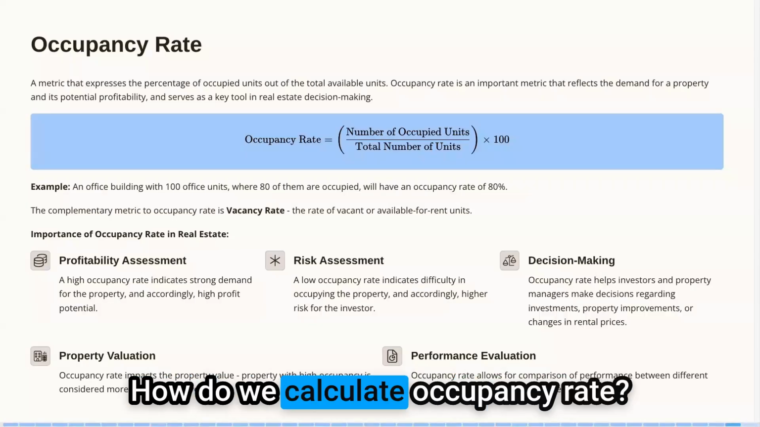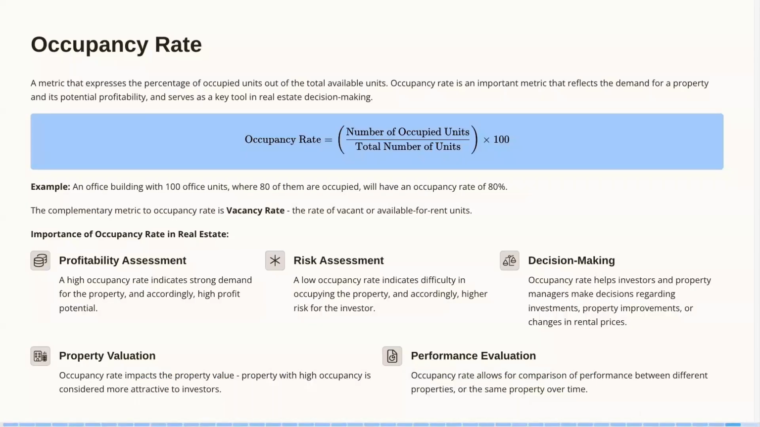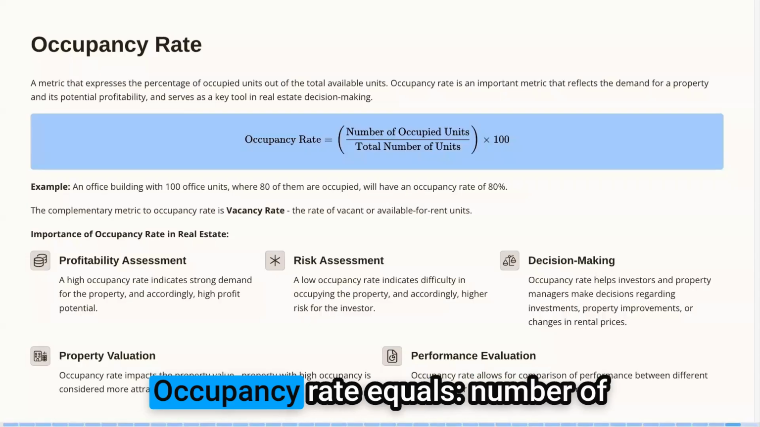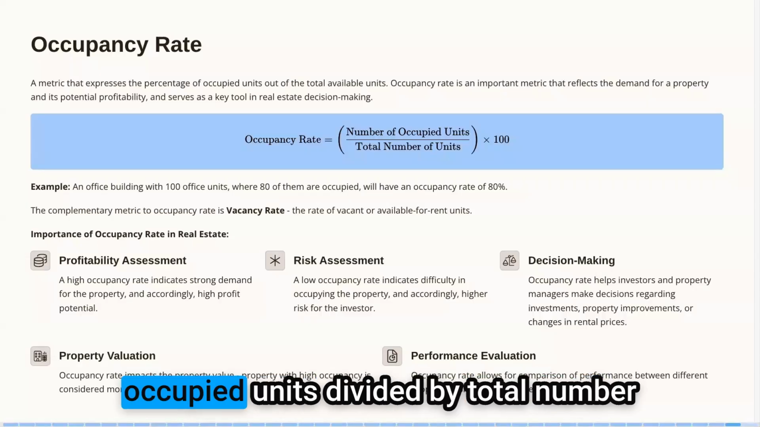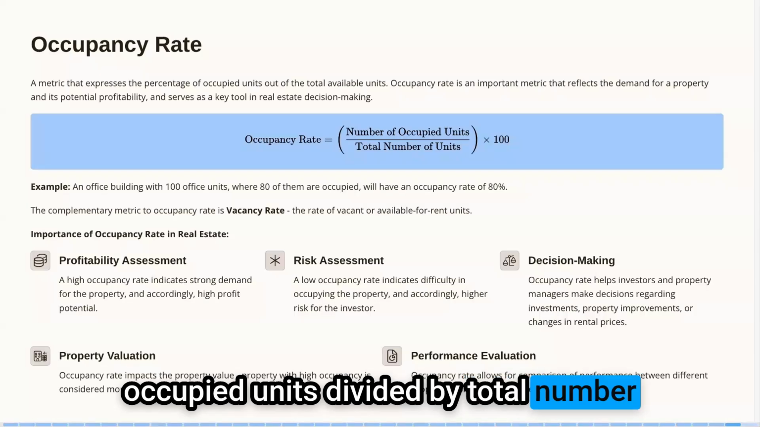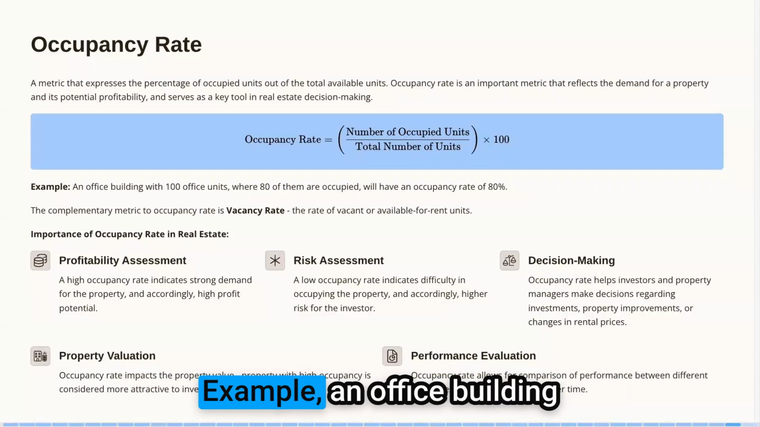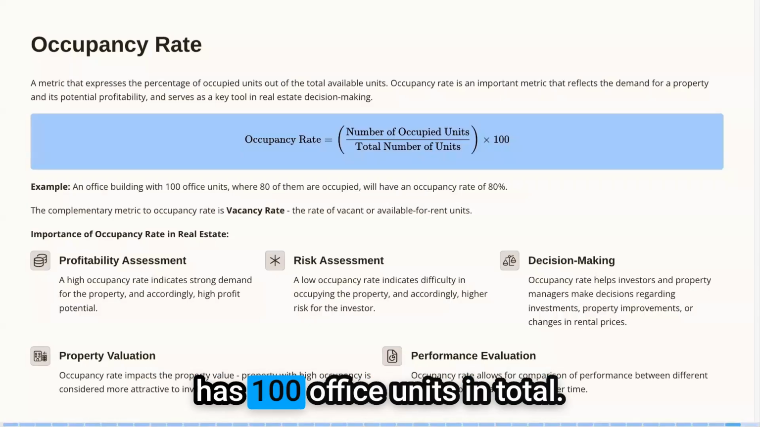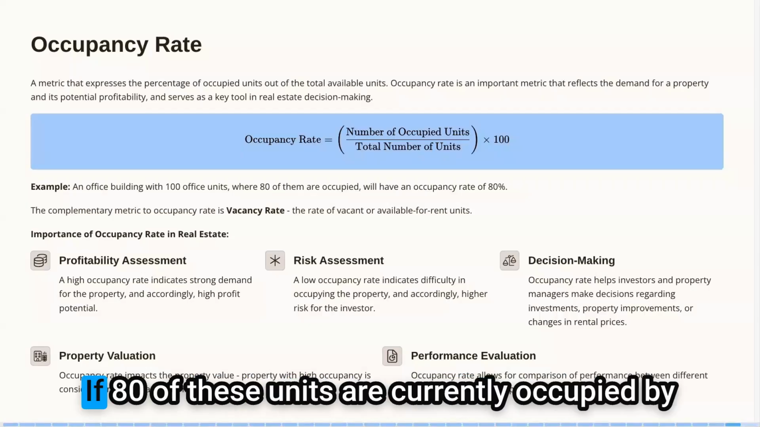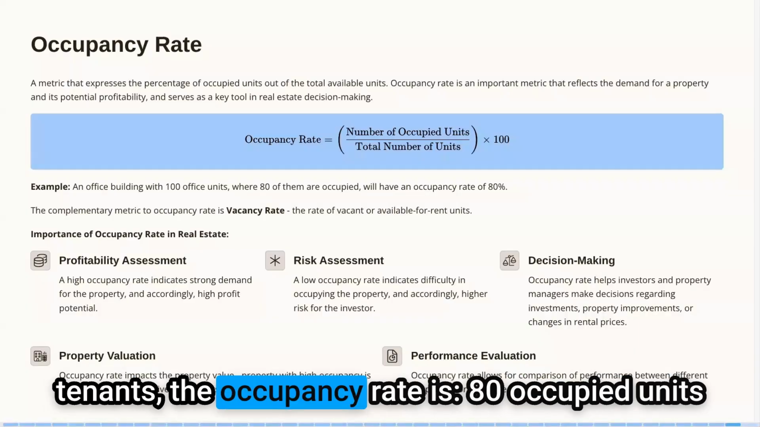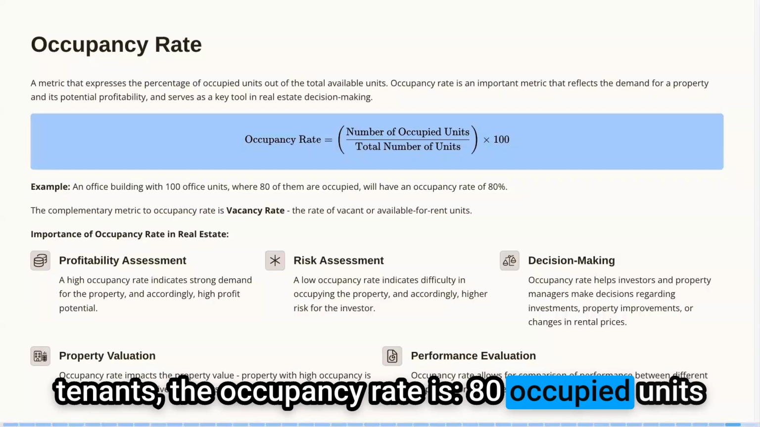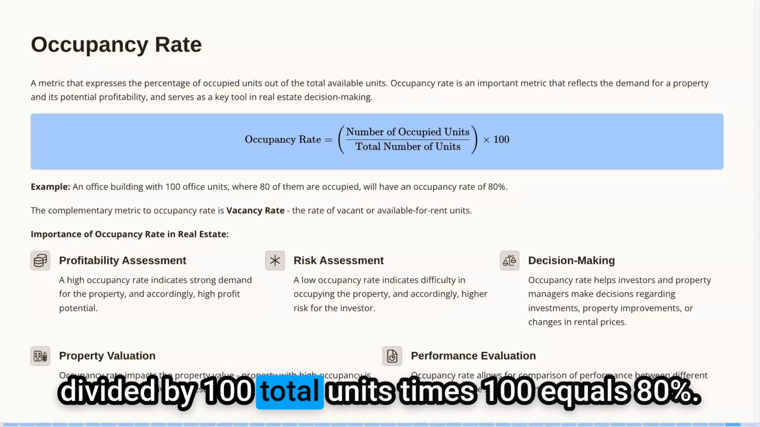How do we calculate occupancy rate? The formula is simple. Occupancy rate equals number of occupied units divided by total number of available units, multiplied by 100. Example: an office building has 100 office units in total. If 80 of these units are currently occupied by tenants, the occupancy rate is 80 occupied units divided by 100 total units times 100, which equals 80%.